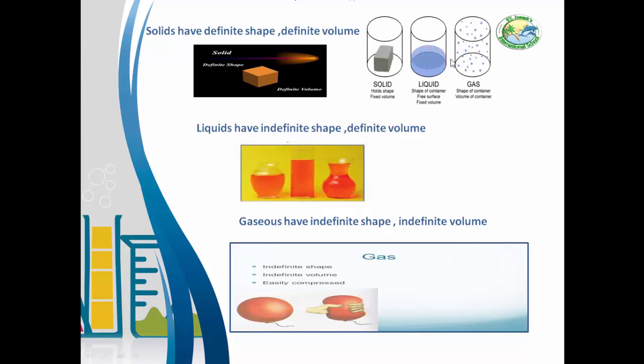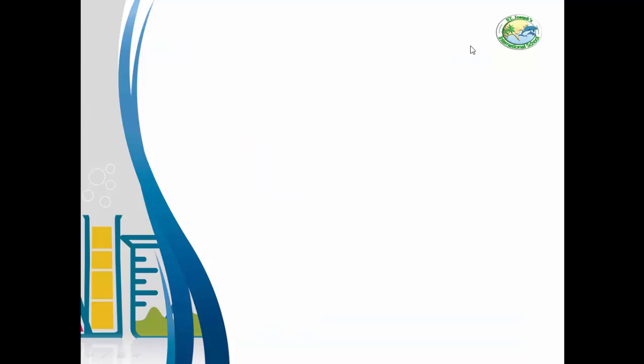If you see this, we can say that solids have definite shape and definite volume. The particles are closely packed together. Liquids have indefinite shape, definite volume, and the gas has indefinite shape, indefinite volume. Then we can move to the next part: changes of matter.